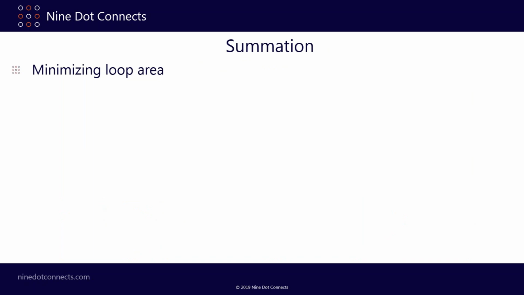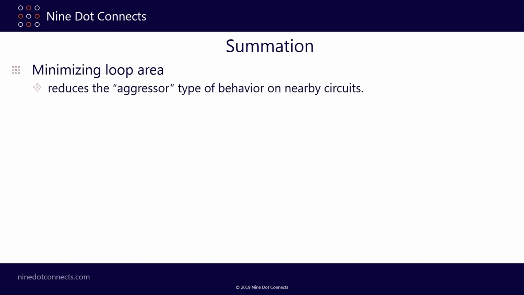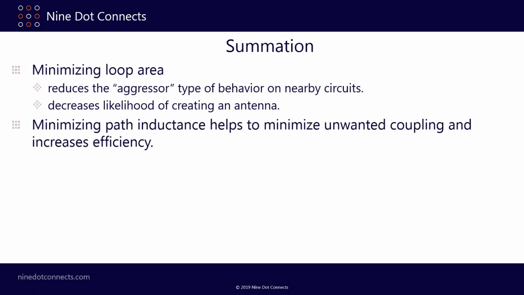So in summation, you want to minimize your loop area. In doing so, you're going to reduce the aggressor type of behavior on any nearby circuits. You're also going to decrease the likelihood of creating antennas, again, because if you're switching at very fast slew rates on your switch node, then those high dI/dt situations create very high frequencies. Those very high frequencies have very short wavelengths. Short wavelengths means that you can have traces and pours and openings in the pours. All those can act as antennas. You also want to minimize your path inductance to help minimize any unwanted coupling and increase efficiency.